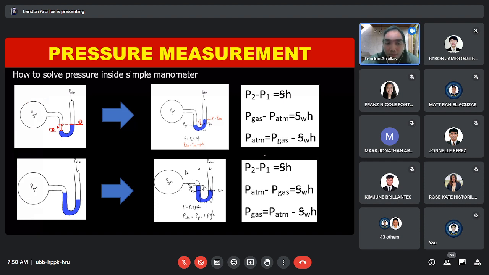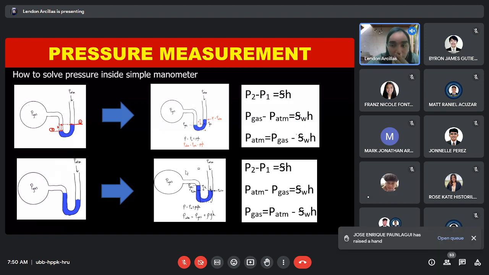Balik tayo dito. So, this is pressure ng gas. Okay? Pressure ng gas minus P atmospheric equals specific weight times height. So, baliktad naman tayo pag kukunin natin yung P atmospheric. Of course, transpose lang natin yung P atmospheric sa right side. Okay? So, therefore, P atmospheric is equal to P of the gas minus the specific weight of the substance times height.